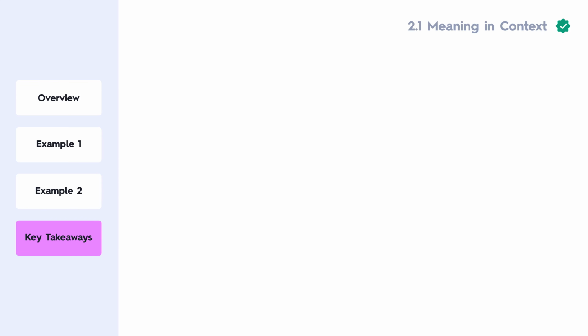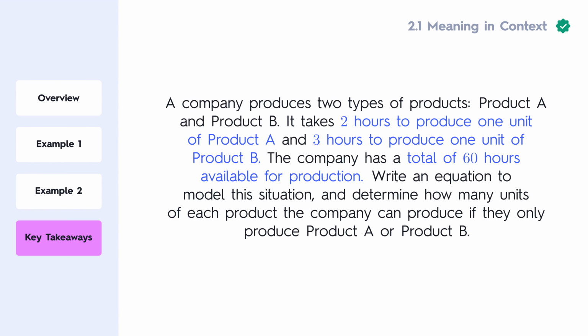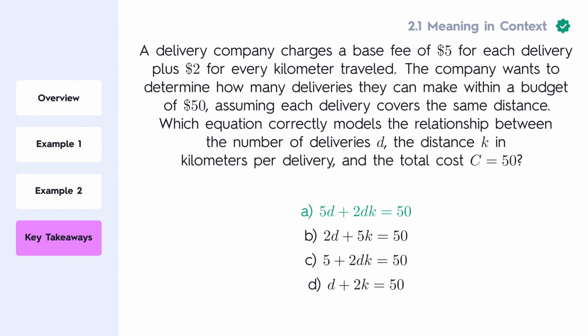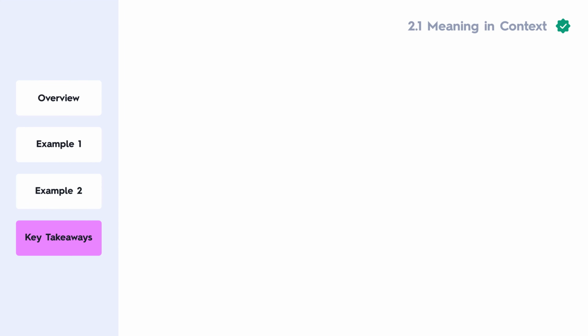Let's quickly recap what we've learned. A linear equation in two variables is usually written in the form ax plus by equals c, where a, b, and c are constants, and x and y are variables. We've also applied ideas to real-world problems and solved for unknowns in word problems involving budgets, time, and production limits. Finally, we modeled costs and distances using a linear equation to find how many deliveries a company could make within a budget. Now that you've seen how to apply these concepts, you're ready to practice even more. Keep up the great work!